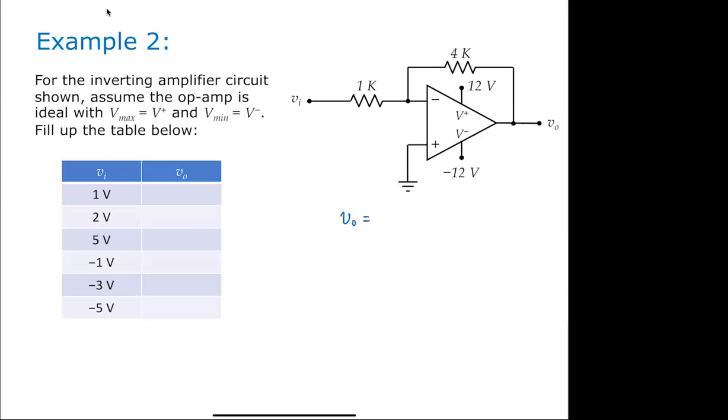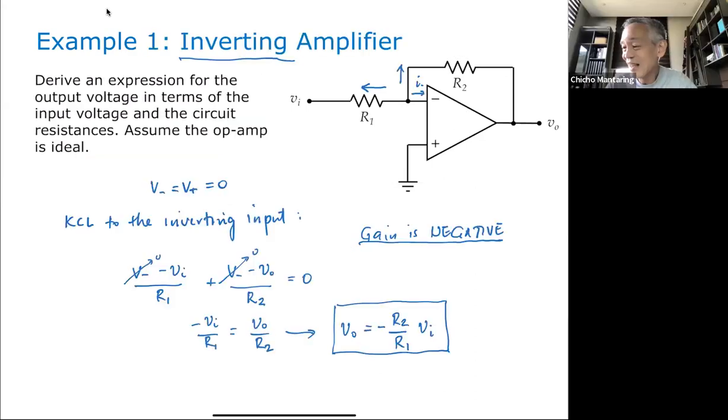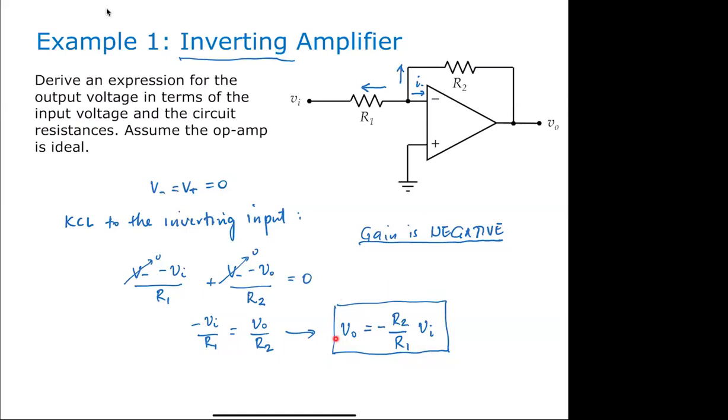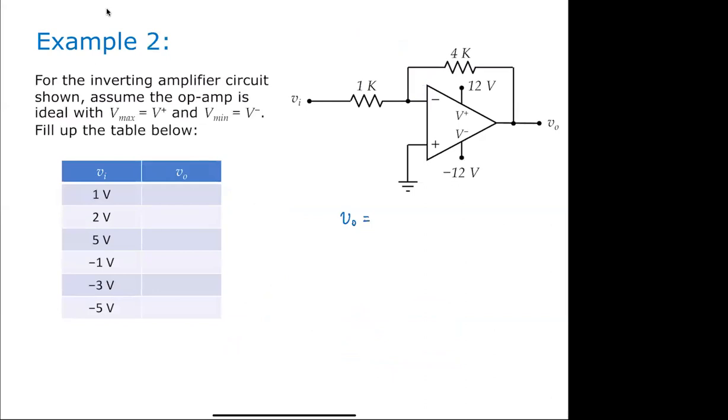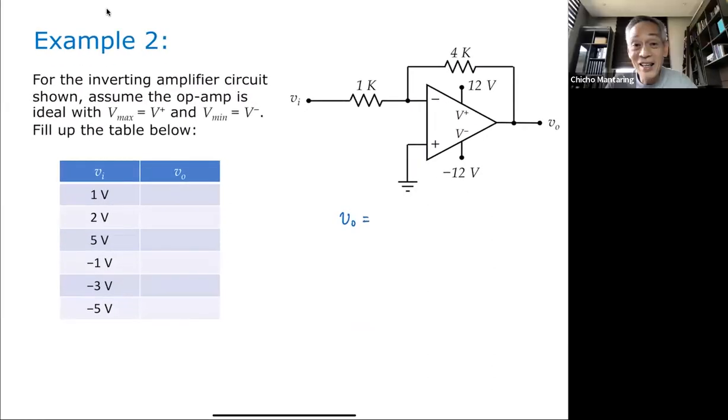Medyo naliligaw po ata ako, sir. Gamitin mo lang tong formula to. Okay po. So what is V sub O? V sub O po is negative 4K over 1K times V sub I. So it's just minus 4 multiplied by V sub I, 4K over 1K times V sub I, okay?